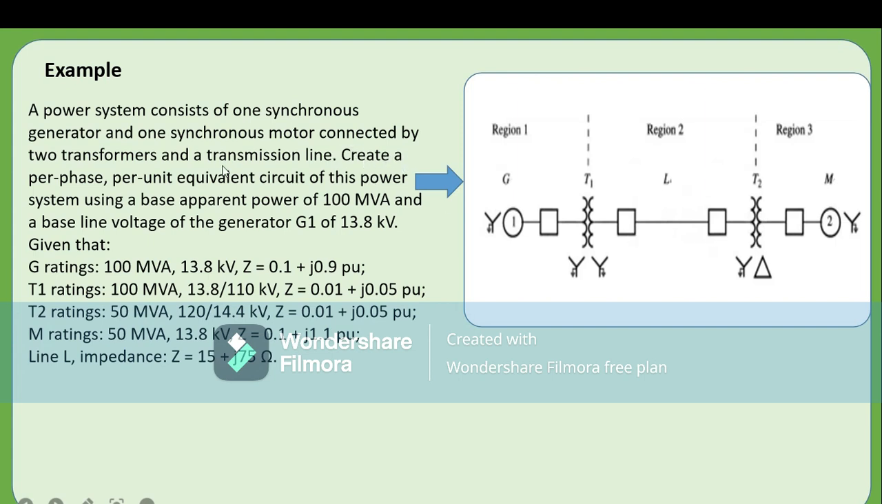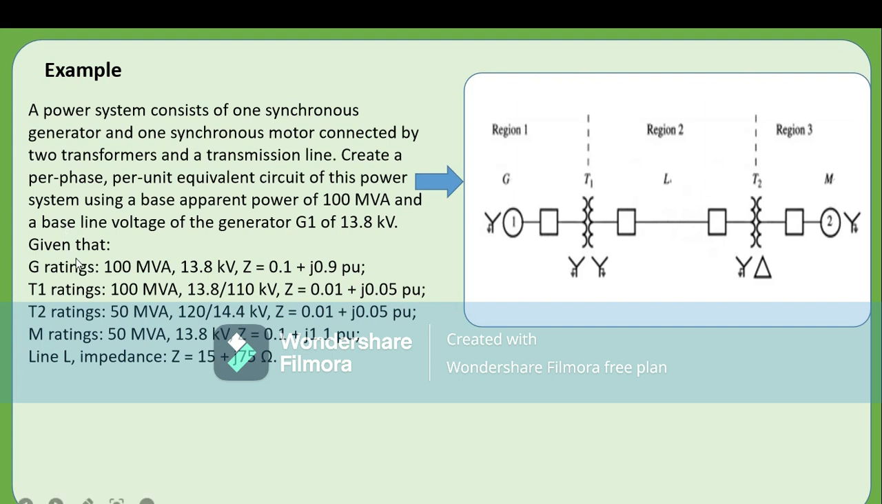It says create a per phase per unit equivalent circuit of this power system using a base apparent power of 100 MVA and a base voltage of the generator G1 of 13 kilovolts. Wow. So we are given a base power. We don't need to crack our head to go and look for the base power. We've already been given the base power. We've already been given the base voltage. Wow. So you see, it makes the calculation smooth again. We don't need to trouble ourselves. So let's move in now and look at the solution.